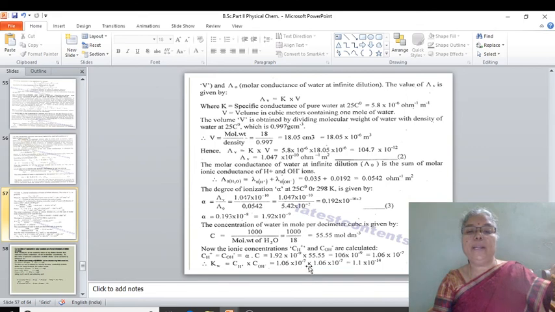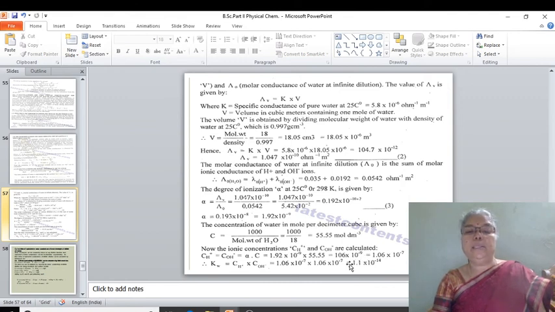The H plus concentration is 1.06 into 10 raised to minus 7, and the OH minus ion concentration is again 1.06 into 10 raised to minus 7, and the product of these two becomes equal to 1.1 into 10 raised to minus 14, and this is the value of the ionic product of water.